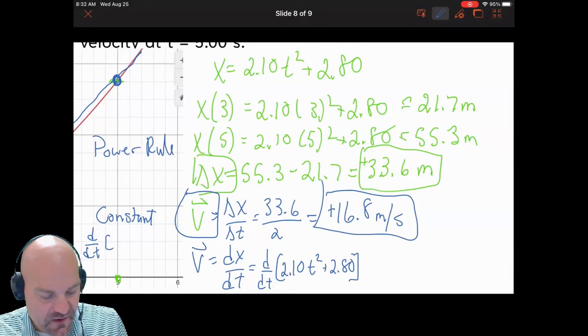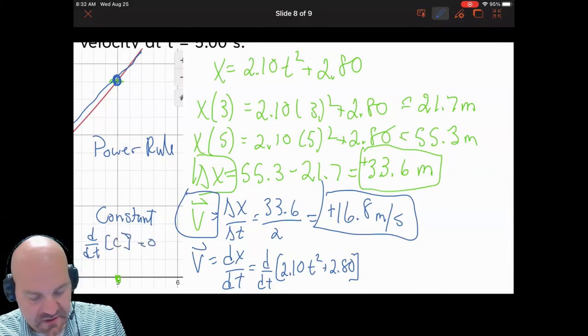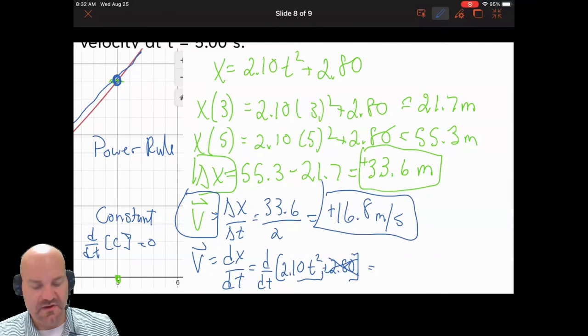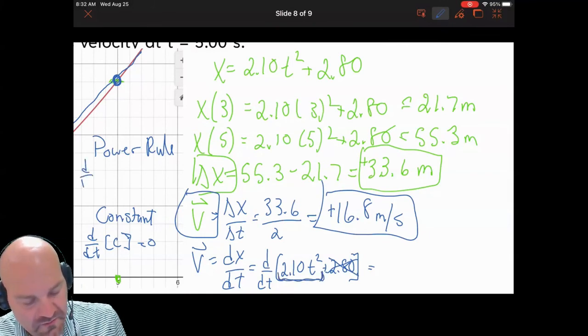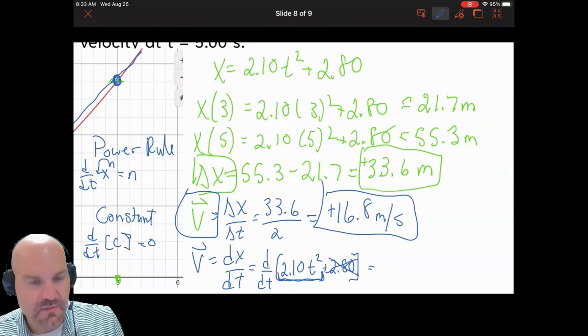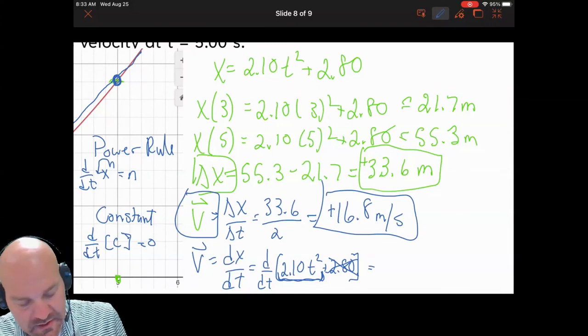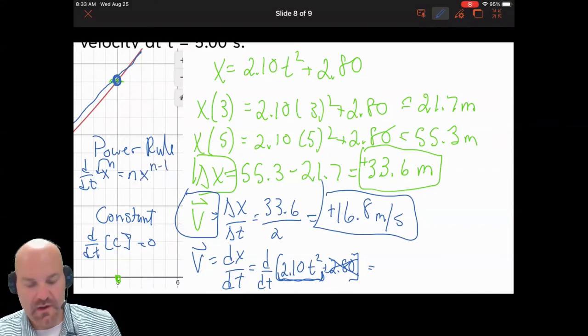The constant rule is easy. The derivative of a constant is 0. So when I want to find my velocity, and I take the derivative, that 2.80 doesn't matter. It's only going to be this part that has the variable in it. So the power rule, if I'm doing the derivative of x to the n, the power rule is going to tell me I'm going to bring down my n, and it's going to go in front of the x, or whatever I have there. So if I had another number there, I would have to multiply. Okay, so it's going to be n x to the n minus 1, right?